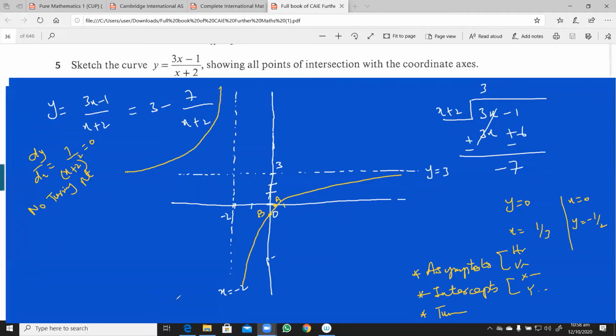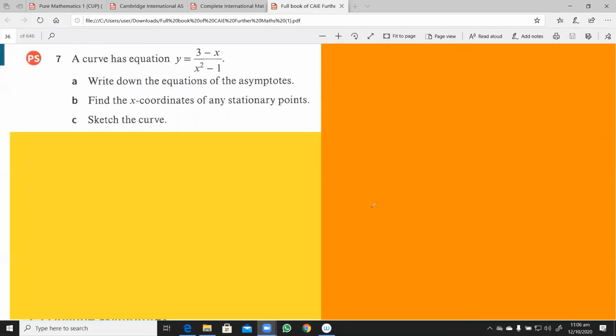Do you have any question? Okay, one more question, where we have to sketch this rational function. We are guided in the A part to write the equations of the asymptotes. So the first thing you have to notice is whether this is an improper fraction. This is not an improper fraction, so that means this is not going to have any horizontal asymptote.